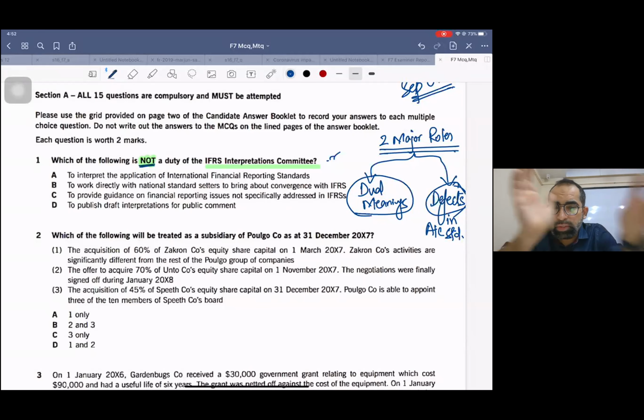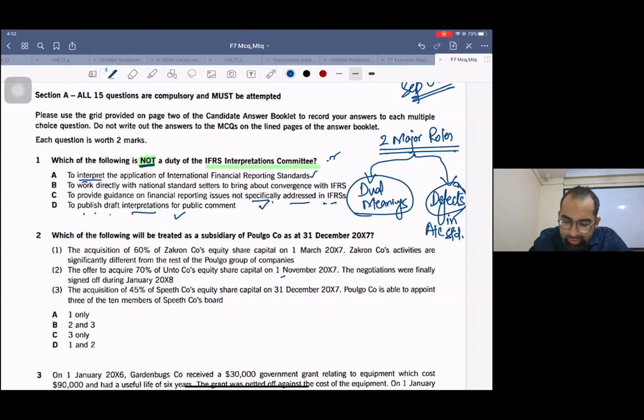Now read MCQ number 1. Which of the following is not a role of the interpretation committee? The first option is to interpret the application. Yes, their name is interpretation committee, so this is one of the roles, but we have to pick what is not. Leave B, and first read C and D. To provide guidance on financial reporting issues not specifically addressed in IFRS. Yes, that means if there is some problem, they guide you. This is also their role. To publish draft interpretations is their primary job. So A, C and D are their jobs.